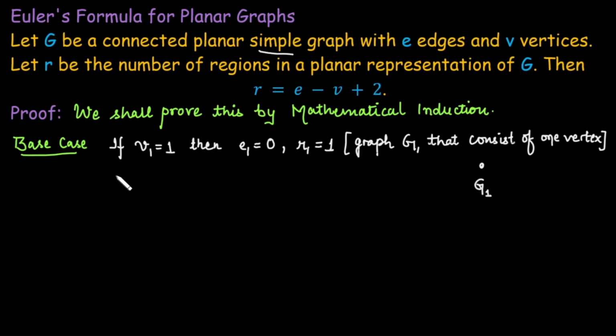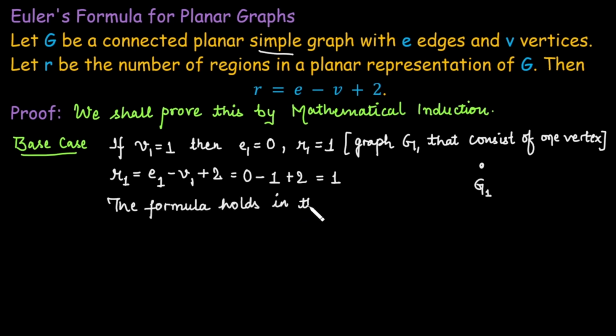Now check whether the formula holds in this case or not. For the G1 graph, the formula is: the number of regions is equal to the number of edges minus the number of vertices plus 2. Number of edges in this case is 0, minus vertices 1, plus 2. This is equal to 1. Is the number of regions for this graph 1? Yes. It means the formula holds in this base case.